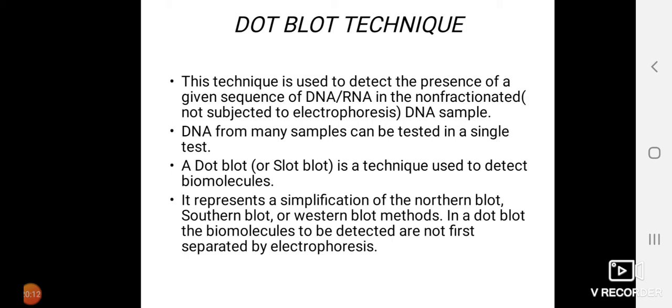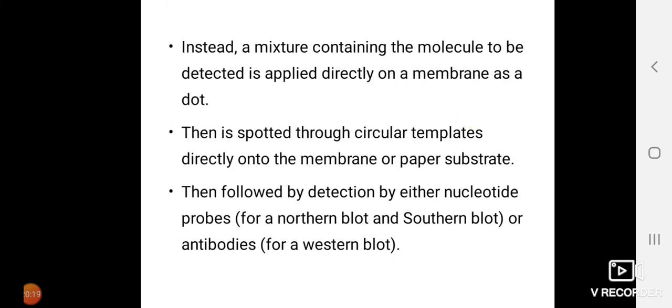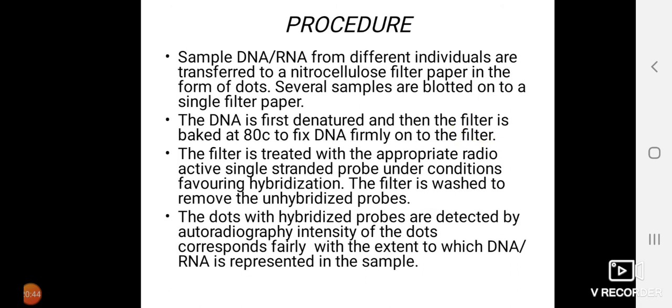In the dot blot, the biomolecules to be detected are not first separated by electrophoresis. Instead, the mixture containing the molecule is applied directly on the membrane as a dot. The spot is made directly onto the membrane through a circular template, followed by detection by either nucleotide probes or antibody probes, as in Western blotting.